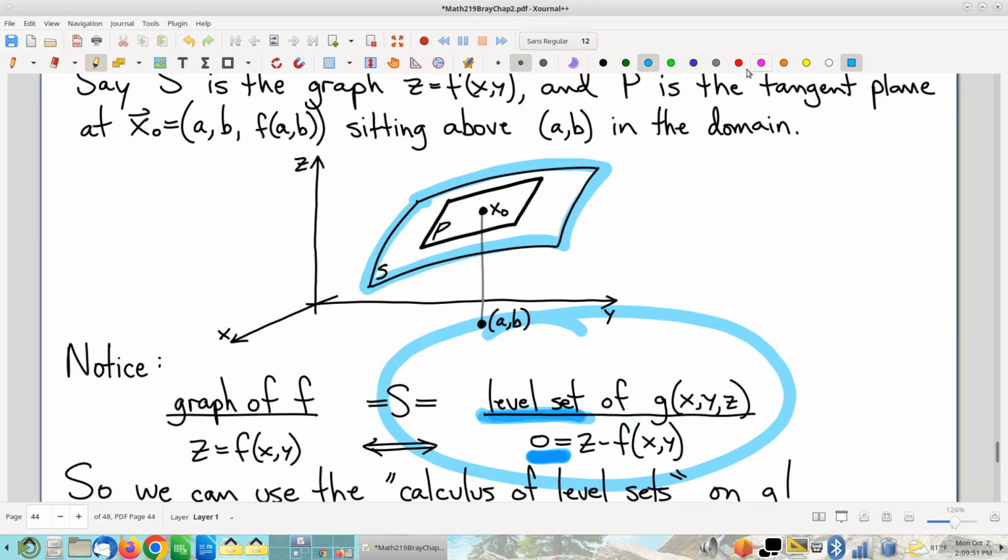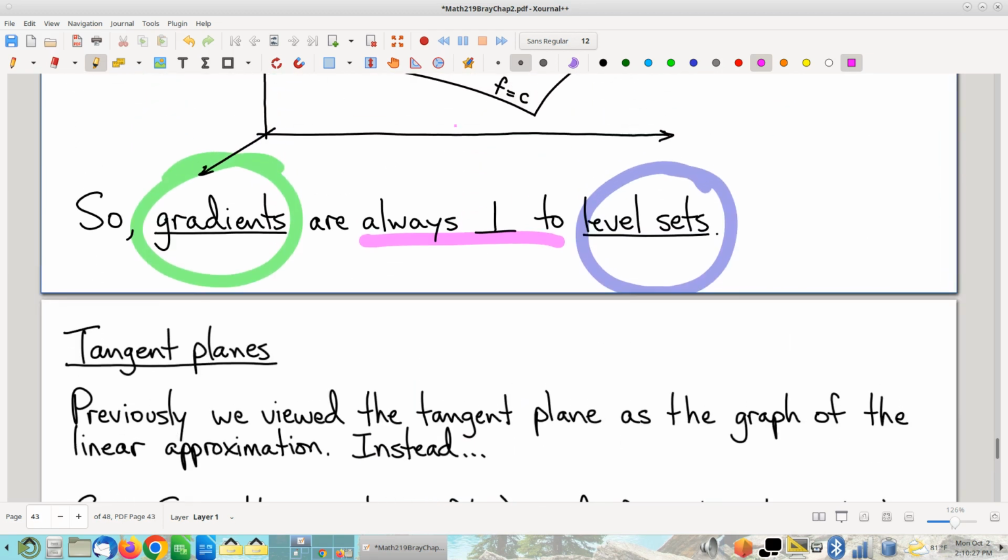I want to understand this tangent plane to a surface I'm now viewing as a level set. How do I find the equation of a plane? Well, I need to find the normal vector. I need to find a vector that is perpendicular to the tangent plane. Well, if it's perpendicular to the tangent plane, then it's perpendicular to the surface, which means it's perpendicular to a level set. How are we going to find a vector that's perpendicular to a level set? Well, boom, right? What we just established, gradients are perpendicular to level sets.